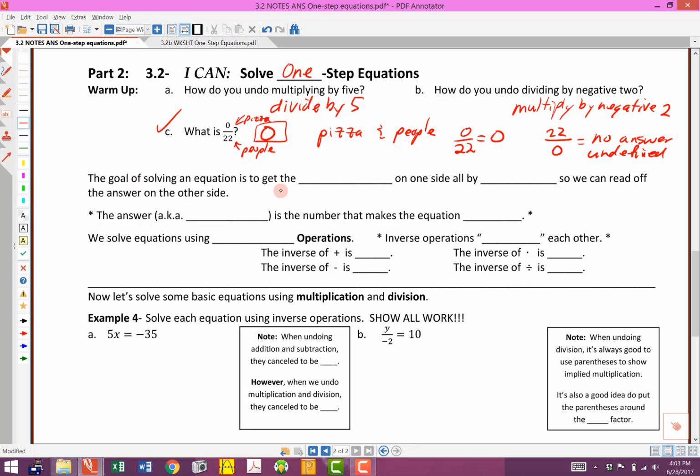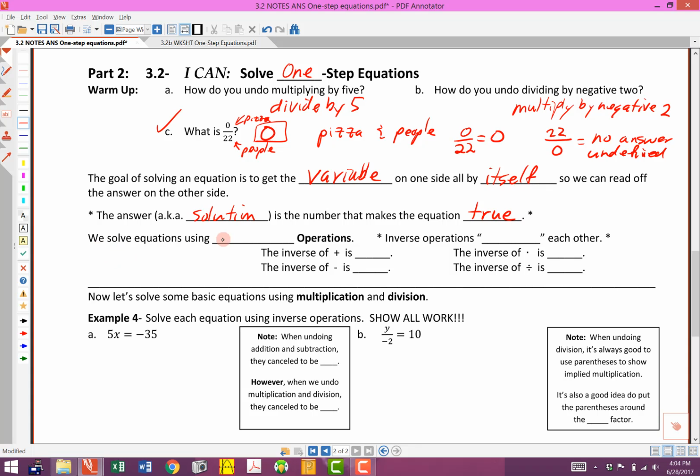The goal of solving an equation is to get the variable on one side all by itself, so we can read the answer off on the other side. That's the whole point. The answer, or sometimes we'll use the word solution, is the number that makes the equation true. It's got to make it a true equation in order to be a solution.